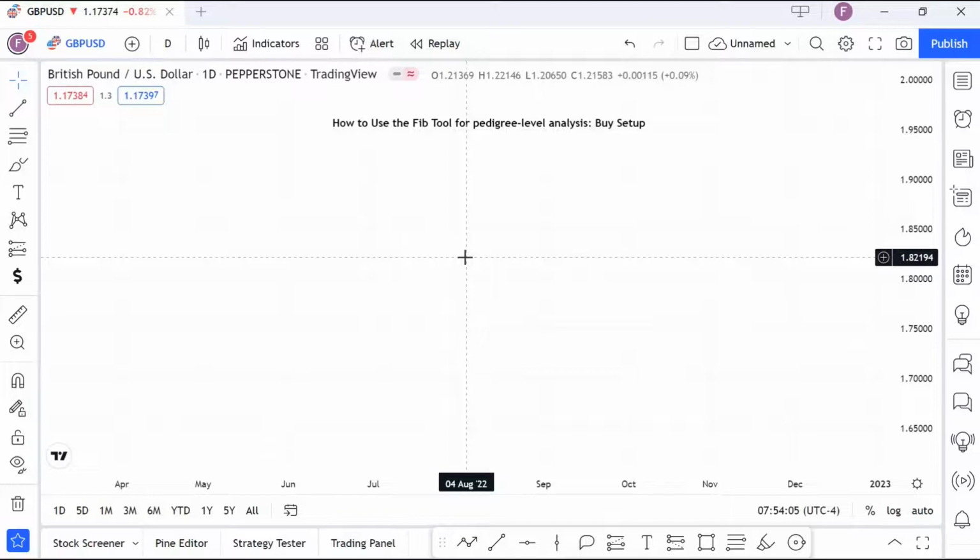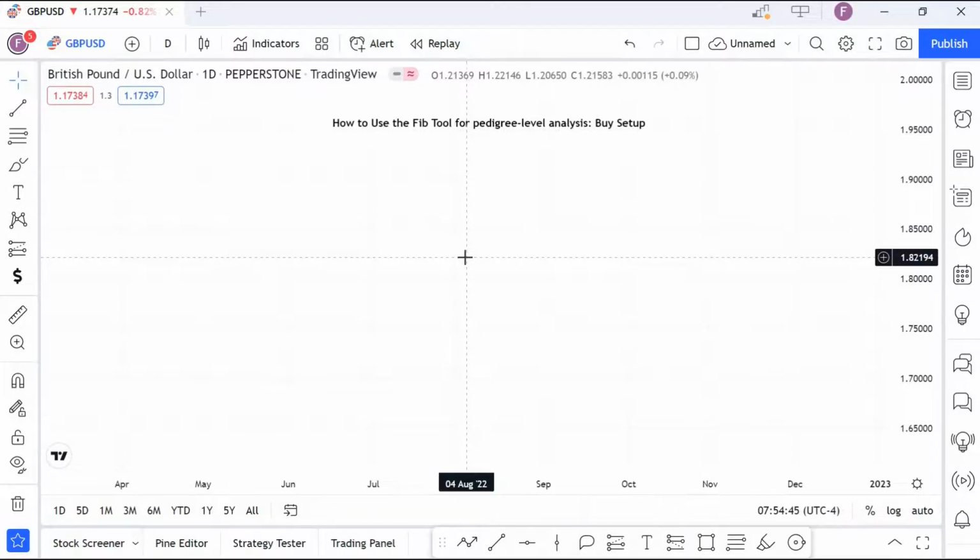Today we want to learn about how to use the FIB tool for price level analysis, and we'll focus on the buy setup. I am hopeful that you are coming to this video after learning the basics of buy setup, and I'll highlight the basics in this video so that you can know them beforehand before we go to use the Fibonacci tool to get the setups.